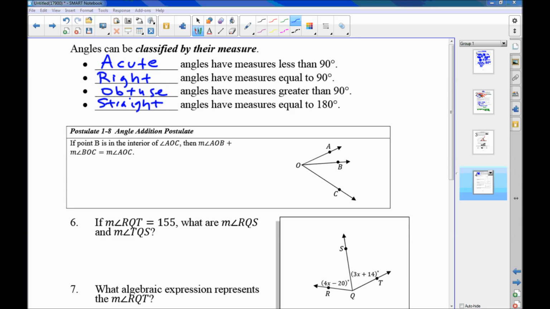Okay, so acute is a little angle, and obtuse sounds like obese, so that's a fat angle. And then our right angle turns exactly a right corner, and our straight angle is, of course, straight.